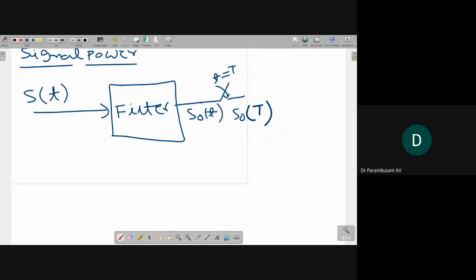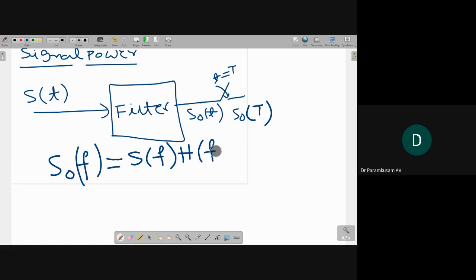Now we find signal power here. What is S naught F? S naught F is the Fourier transform of S naught of t. And S of F is the Fourier transform of S of t. What is the relationship between S naught F and S of F? S of F into H of F.